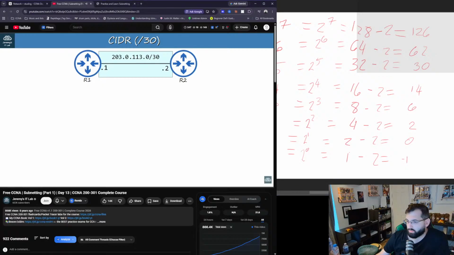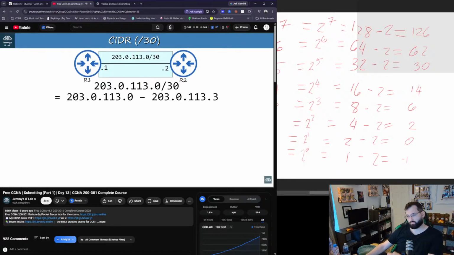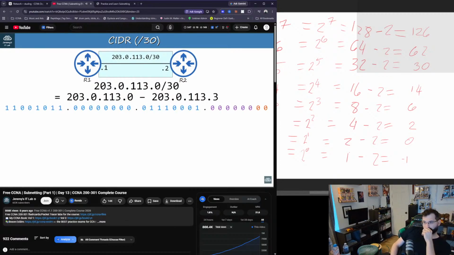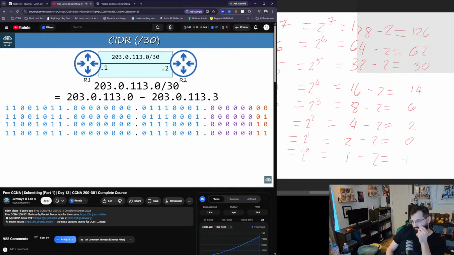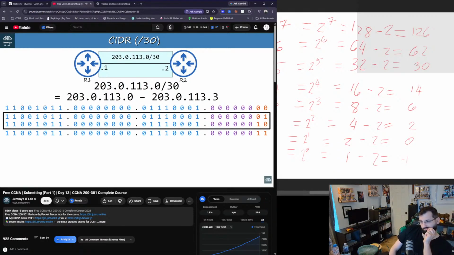203.0.113.0/30 includes the address range of 203.0.113.0 through 203.0.113.3. Let me show you that in binary. Here is 203.0.113.0 in binary, the host portion all zeros. Here is 203.0.113.1, 203.0.113.2, and 203.0.113.3. Yep. These are the 4 addresses in the network, these 2 being the 2 usable addresses, which are assigned to R1 and R2.